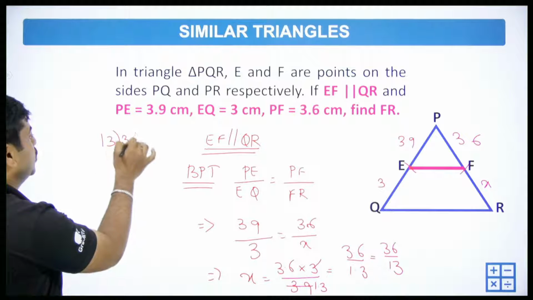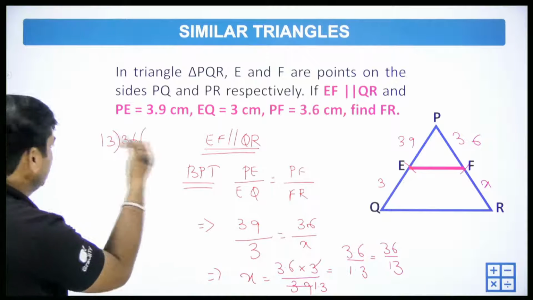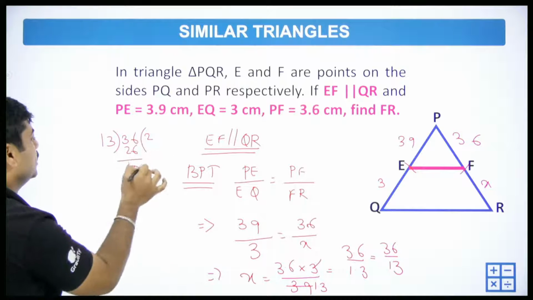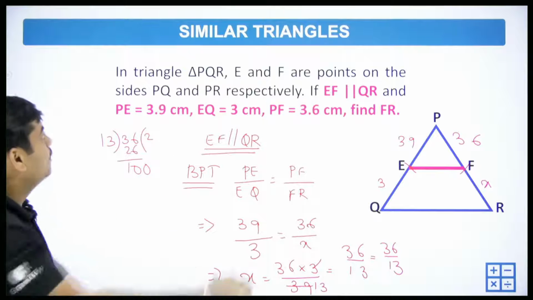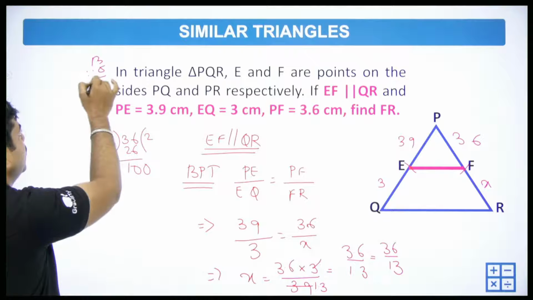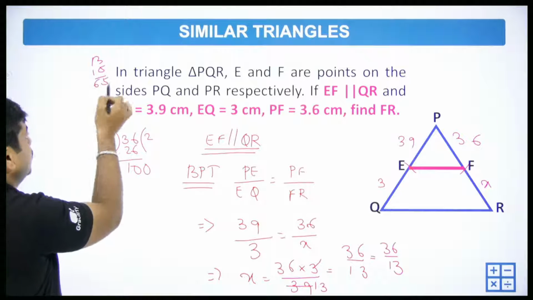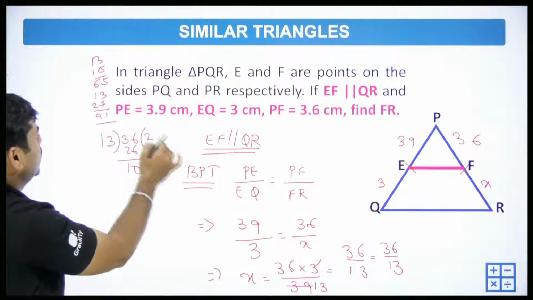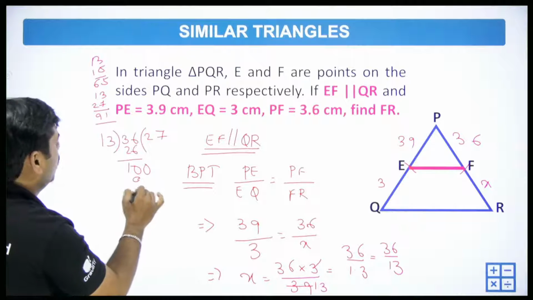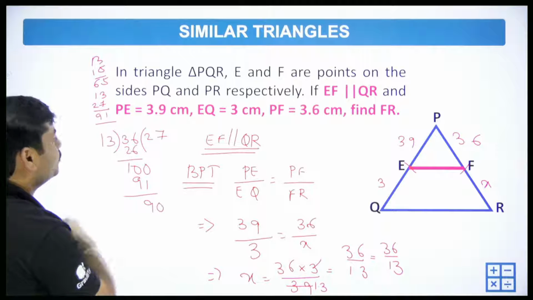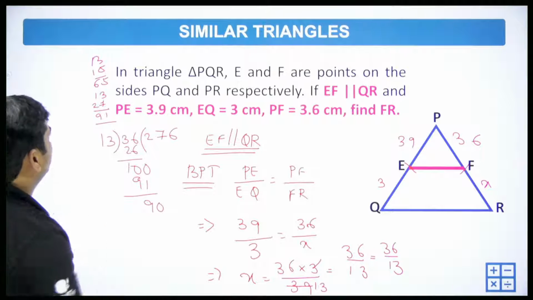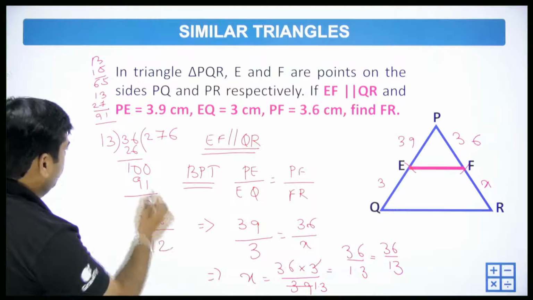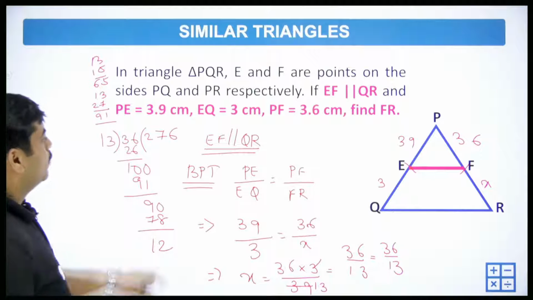13 twos are 26, 13 threes are 39, 13 twos are 26. We're left with 10, and then we keep 0. 13 maybe 5 times: 5 threes are 15, 5 ones are 5, 6. We still have 13 maybe 7 times: 7 threes are 21, 7 ones are 7, 8, 9. So 13 sevens are 91. We are left with 9, 0 again. So 13 sixes are 78, and it still continues. Okay, so we can stop there.